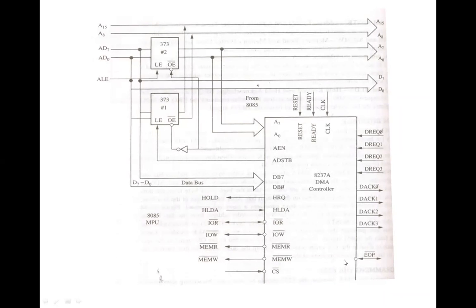And once the process has ended, the hold signal which was high becomes low, so that the microprocessor comes to know that the DMA request is over and the data is transferred. So again, it takes control of all the buses, that is the address bus, data bus, and control bus, under its control.